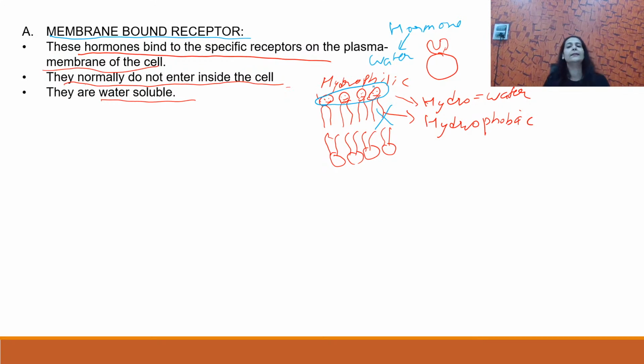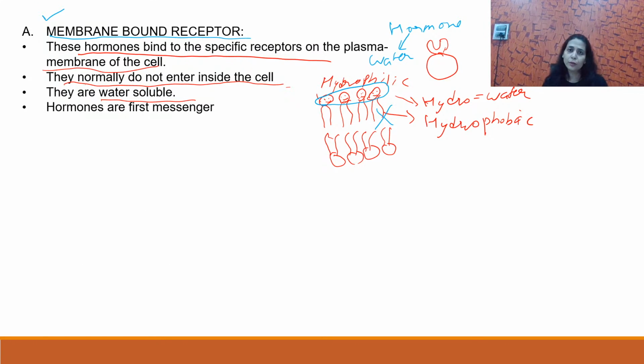Hormone cannot enter inside the cell if the hormone is membrane bound. So water soluble. Do you now remember we had talked about water soluble? Which hormones are water soluble? Proteinaceous hormones are water soluble. What are proteinaceous hormones? The ones which are derived from amino acids, the ones which are glycoproteins, the ones which are polypeptides, and iodothyronines. The lipid solubles are steroids, which are sex steroids and corticosteroids.